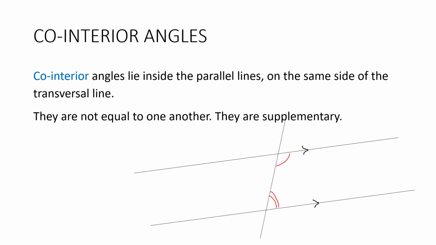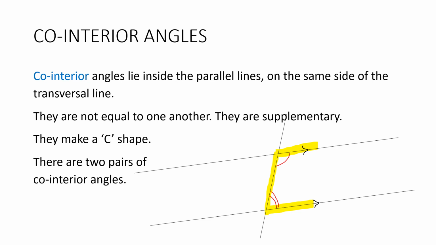They're supplementary. Okay, here we've got an obtuse angle and here we've got an acute one, so they can't be equal. They make a C shape, so you can use that to remember it if you want to. And there are 2 pairs of co-interior angles. So I've given you 4 and 5. What's the other pair? It's 3 and 6. There they are there. And here's the C shape. Back the front, but it's still a C.